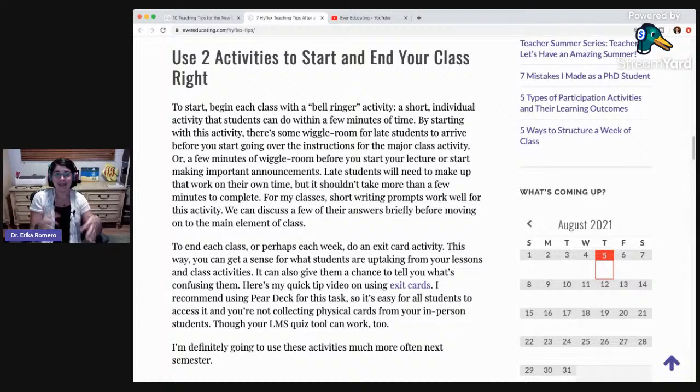And then the second activity is an exit card. Okay, so this can be used really easily with Kahoot or with Pear Deck. Again, two different tools that I have videos about. Actually, tomorrow's video is a Pear Deck tutorial. But in here, you can have, okay, the end of the class comes, or maybe the end of the week comes, and you have a quick question, right?